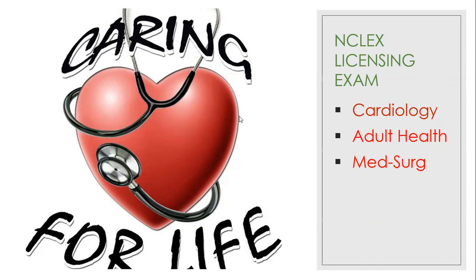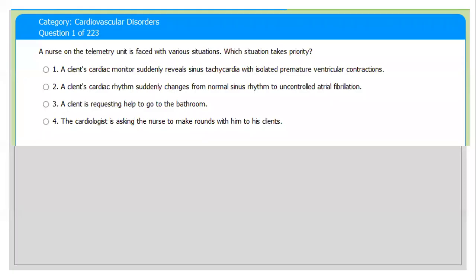The first question here: a nurse on the telemetry unit is faced with various situations. Which situation takes priority? Number one, a client's cardiac monitor suddenly reveals sinus tachycardia with isolated premature ventricular contractions.